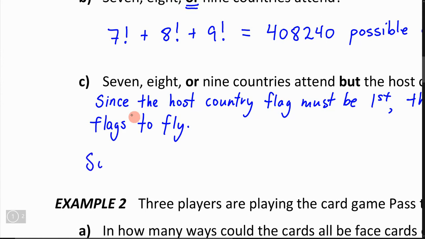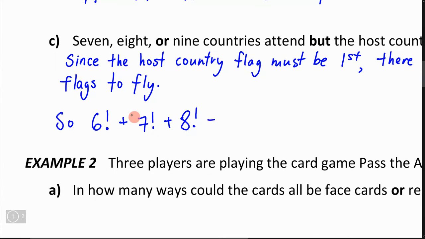So the additive counting principle, or the rule of sum, tells us to take 6 factorial for those 6 flags, plus 7 factorial for the 7 flags, plus 8 factorial for the event where 9 countries attend. If I add those three together, I get 46,080 arrangements possible.